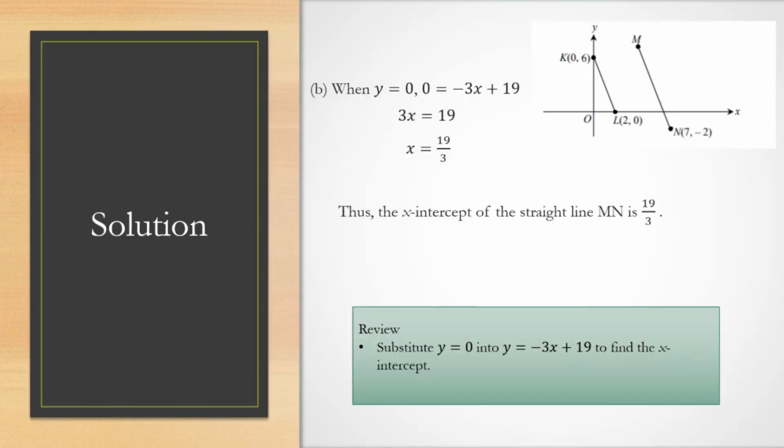Now, let's look at solution B. The question asks us to find the x-intercept of the straight line MN. As we know that at the x-intercept, y equals to 0. So, we substitute y equals to 0 into the equation of line MN. Then, we will get that x is equal to 19 over 3. And the x-intercept of the straight line MN is the value of x, which is 19 over 3.